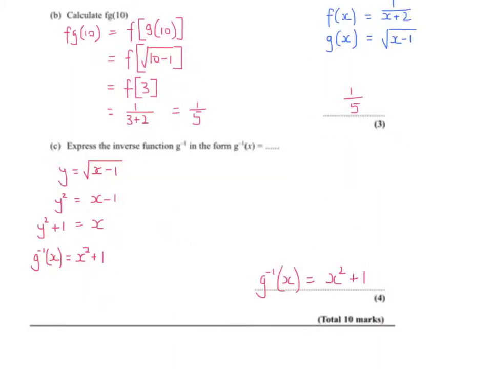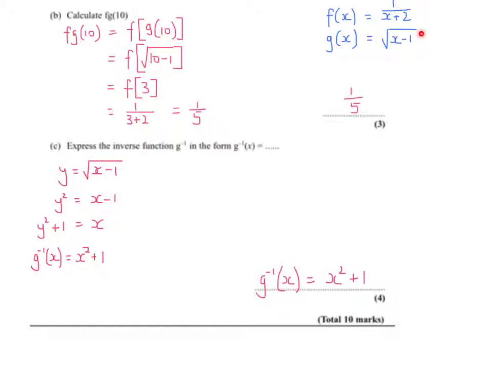For part C, we have to find the inverse function of g. There's a couple of different ways of doing this. One way would be to start off by saying our function g, let's call it y, and saying y equals the square root of x minus 1, because that's what our g is. And then we basically have to rearrange to make x the subject.